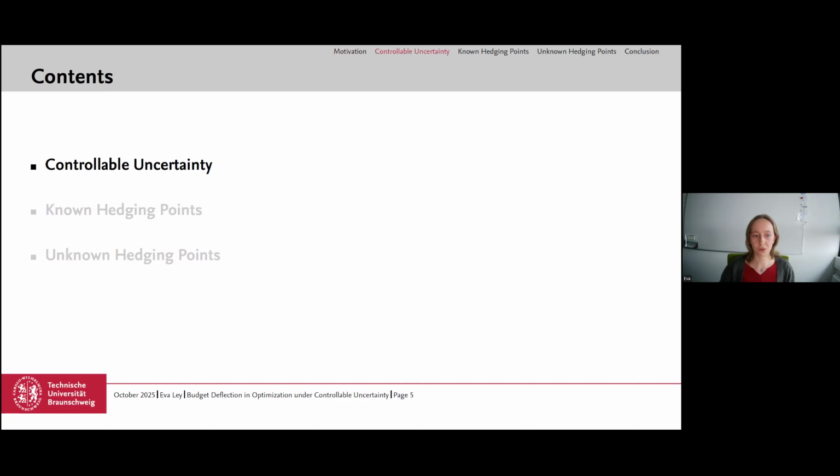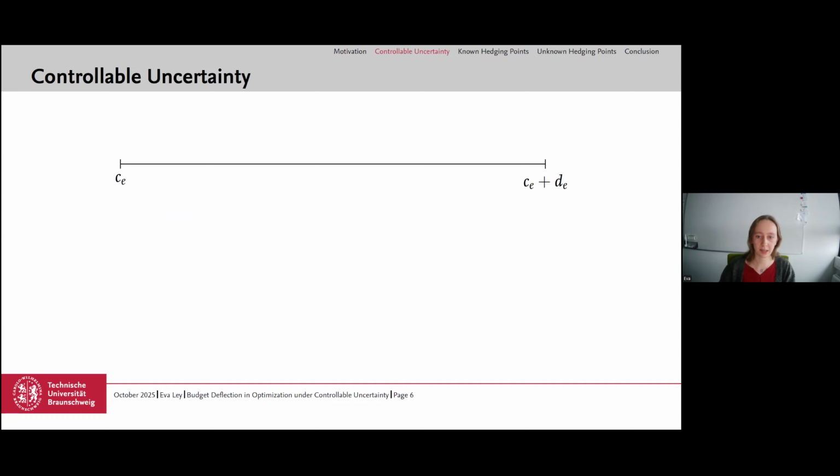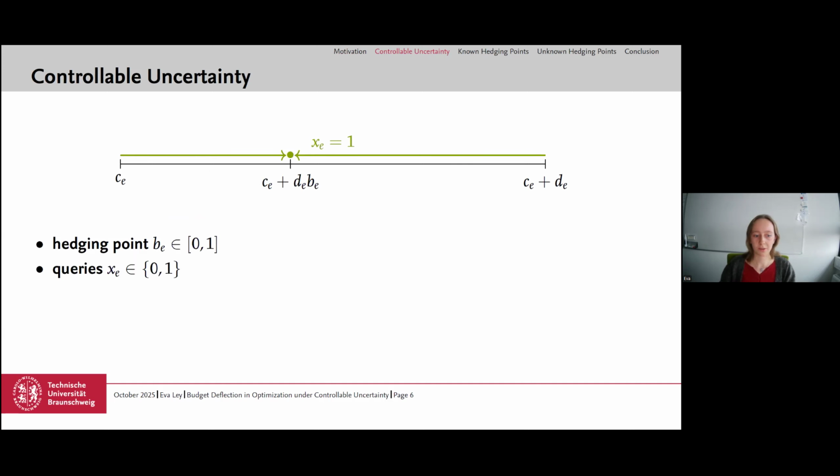So first of all, for controllable uncertainty, here's again our interval, and as everything is element-wise now, I will always focus on just an arbitrary element, and this will be similar for the other ones in my optimization problem, where we now have this interval for the cost coefficient. And if we say we want to query some element completely, so I will again use an x for this decision, then the whole interval is reduced to a single point, and we can give this point by a value b in the 0-1 interval, and this is called the hedging point.